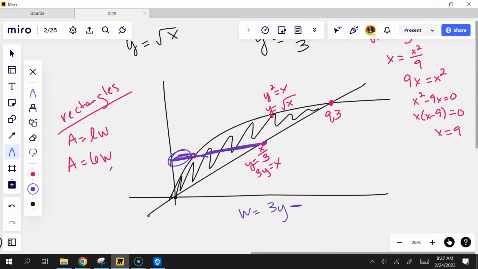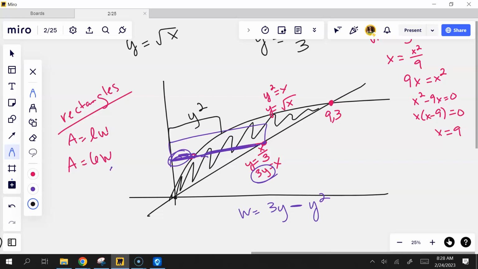So what is that little distance? Y squared. Do y'all see why? From here to here is 3y. From here to here is y squared. So I take 3y and I subtract y squared. Does that make sense? Y'all sure?